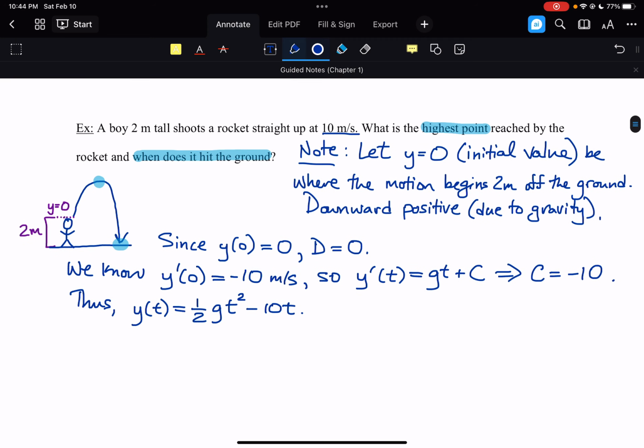Now, in order to find the highest point reached by the rocket, that highest point is going to occur at the top of this arc, right? This parabolic arc that occurs. That point happens when our velocity has stopped going this way and has started going this way. At that precise moment at the top of the curve, that is when the velocity is 0. So the highest point is when velocity is 0.